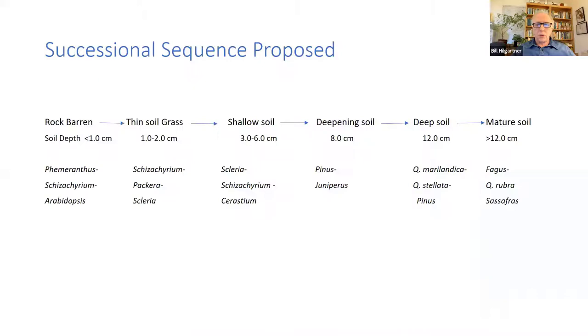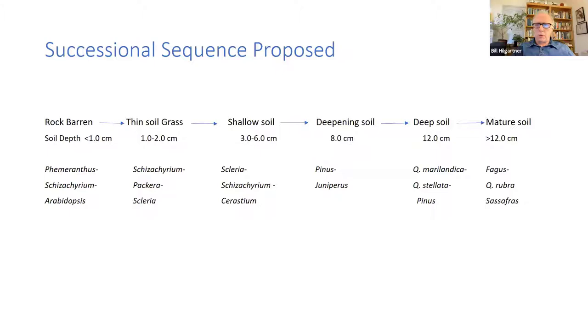I don't know if you can see the whole thing here. So using all those quadrats spread out through different parts of the site, I also used quadrats looking at different areas, the thinnest soil, the barren rocks and the others. I put together and then looked at the abundance of the species and the soil depth in those plots. I came up with this. There's the rock barrens, where the soil depth is basically either bare rock, or less than 1 centimeter in depth. And you have Phemeranthus, which is the fame flower, the little bluestem, and Arabidopsis, which is the rock cress. Those three were the most common on the very thinnest soils.